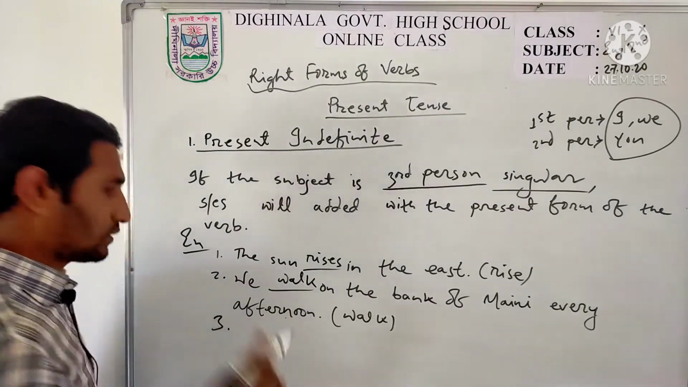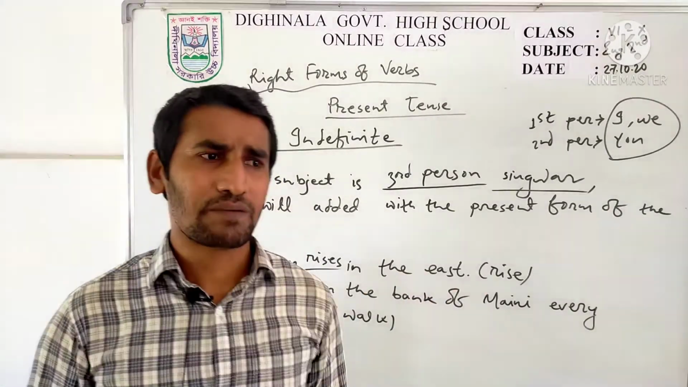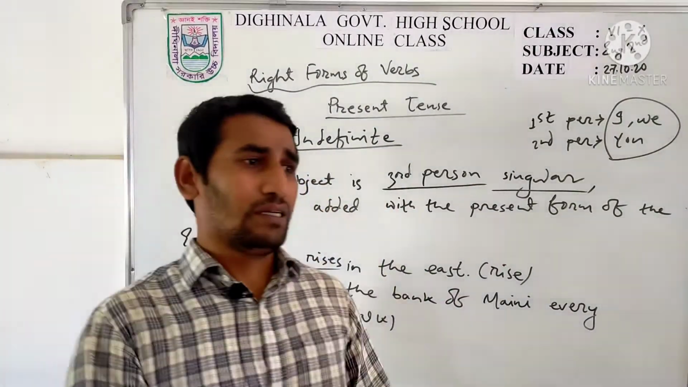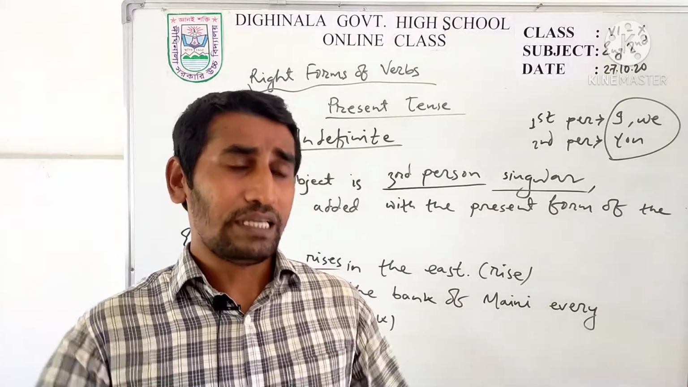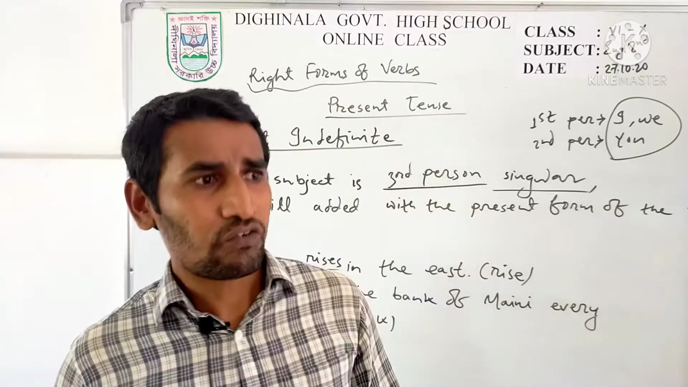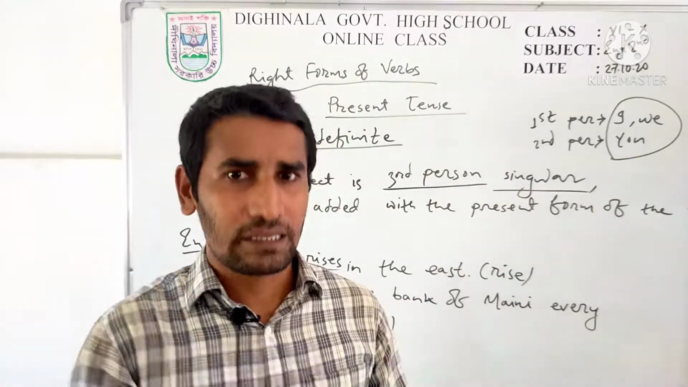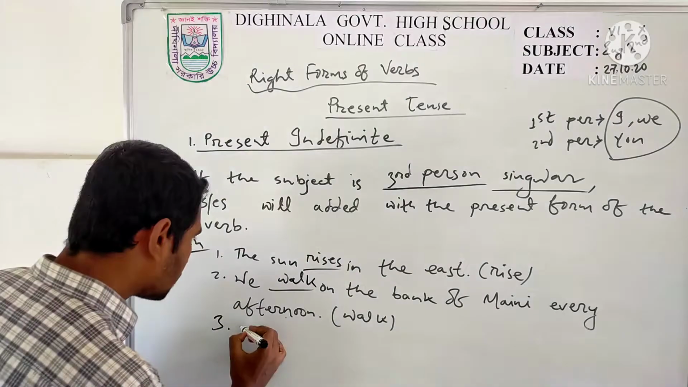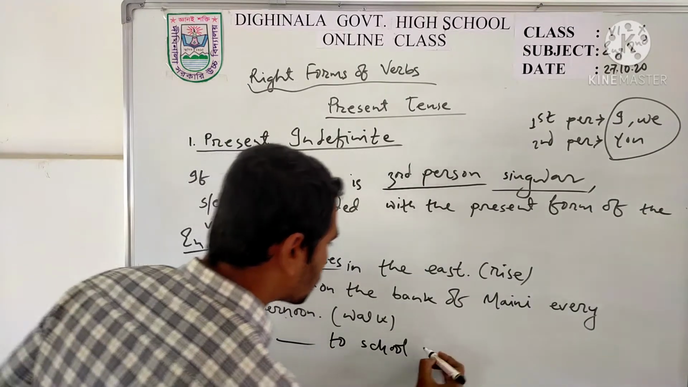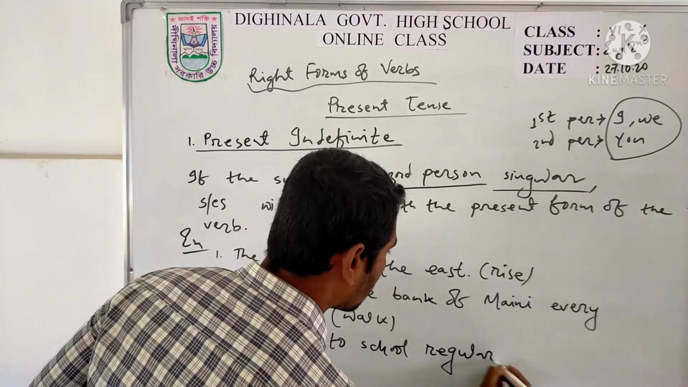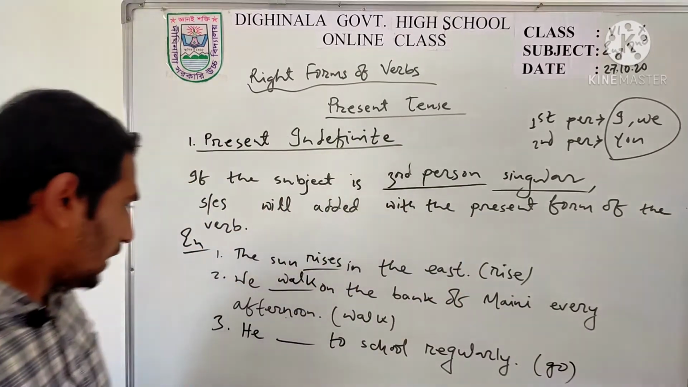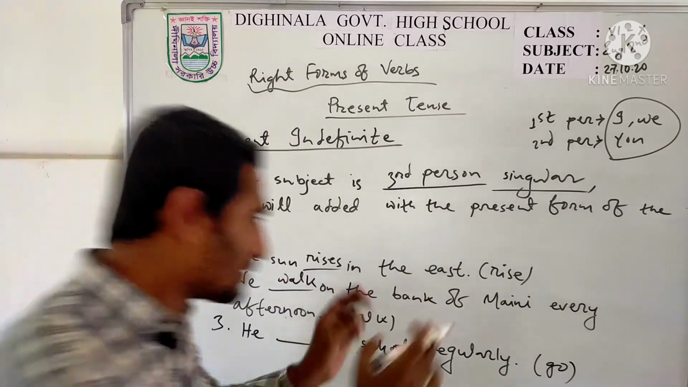Now come to the third rule. I told you, there are some adverbs like regularly, generally, usually, sometimes, every plus time. These are the adverbs that if you see this kind of adverbs in any sentence, then you have to remember that the verb forms of those sentences will be present form. Now see, he dash to school regularly.